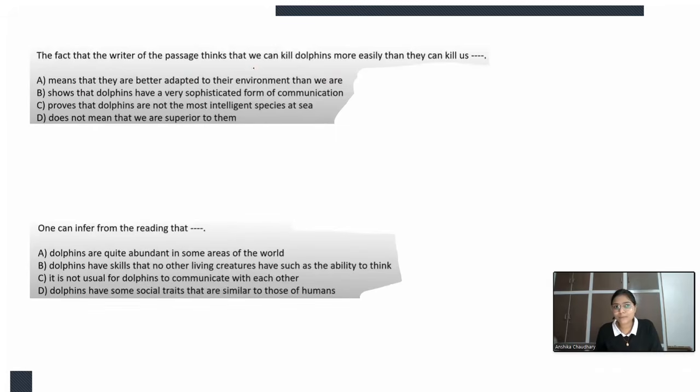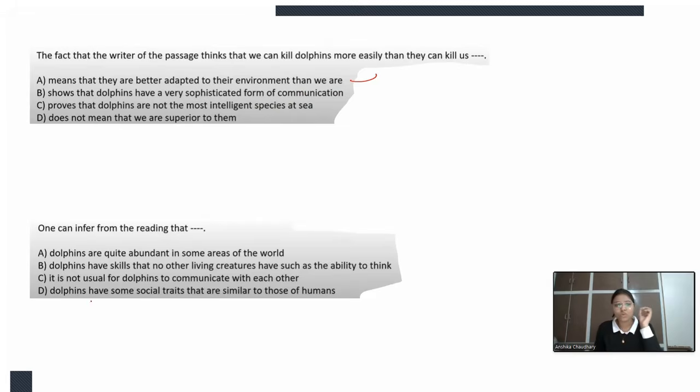The fact that the writer of the passage thinks that we can kill dolphins more easily than they kill us, what is the actual meaning of that statement, right? Means that they are better adapted to their environment than we are. See, their adaptability is not related to that quote, right? Shows that dolphins have a very sophisticated form of communication. No. Proves that dolphins are not the most intelligent species at sea, and does not mean that we are superior to them.